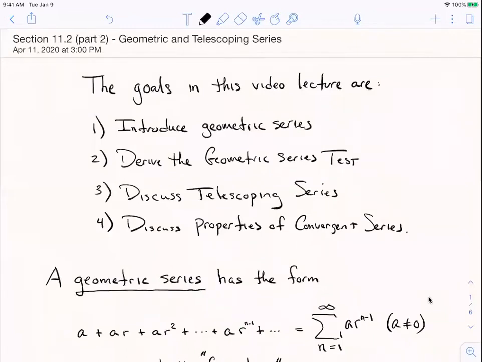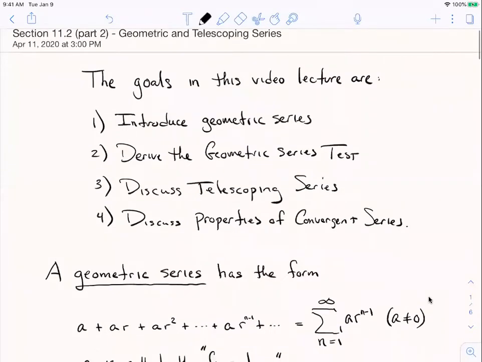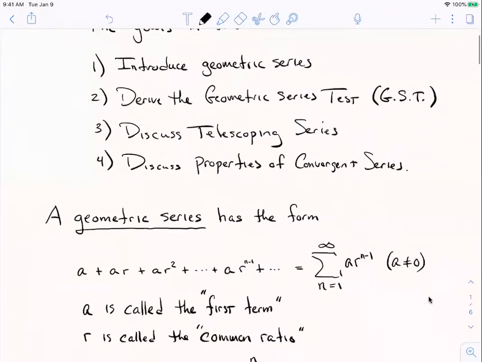So you're looking at our goals. I want to introduce what a geometric series is, and then derive a test for when they converge. We'll call it the geometric series test, or we'll just add to our acronym list here. It's going to be called the GST. And then I want to tell you what I mean by a telescoping series. And then finally, we'll just discuss some properties of convergent series. Okay, so let's get going.